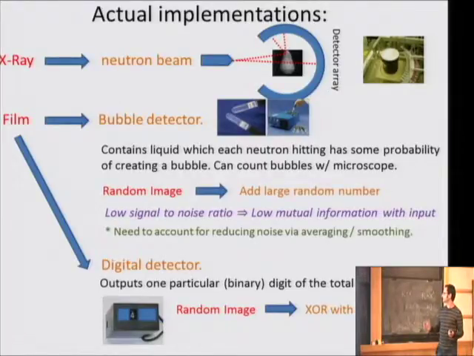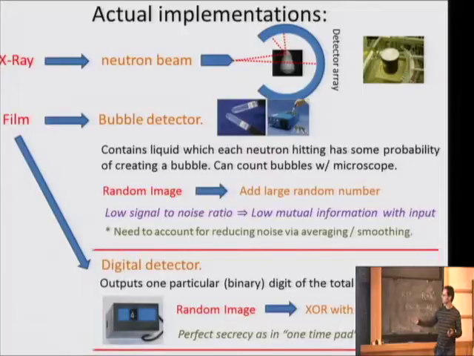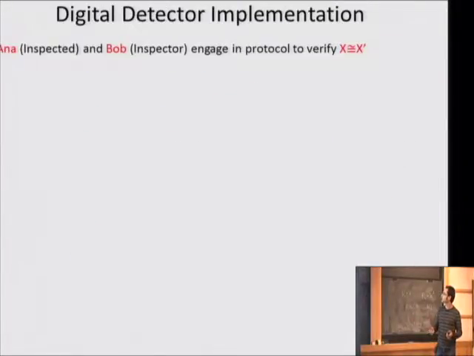So now, for the random image, we basically say you initialize this digit, like it's a binary digit, to 0 or 1 randomly. And so Anna initializes, and this is basically just XORing the end result with a random bit. And then we get perfect secrecy, like the one-time pad encryption. So I'm going to focus on this and describe it now more formally.